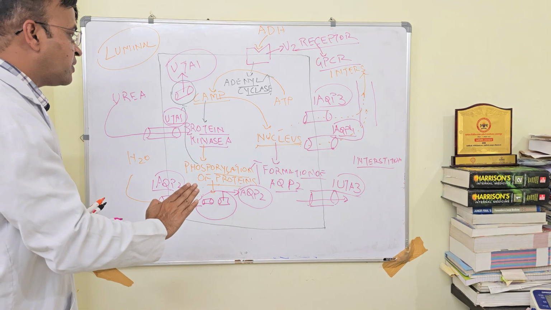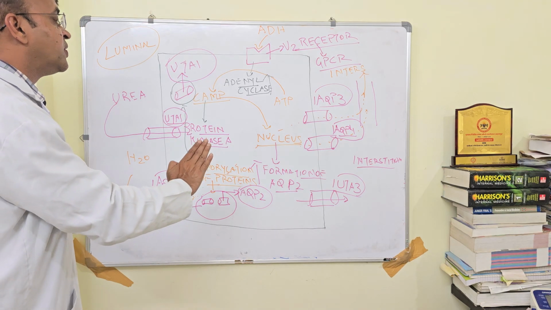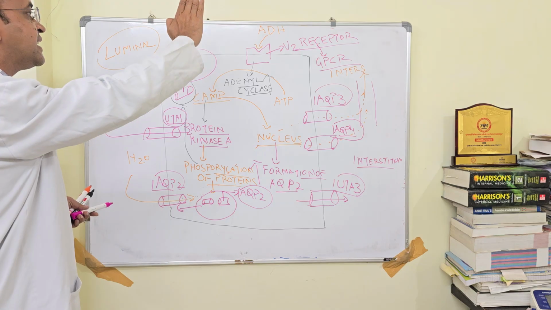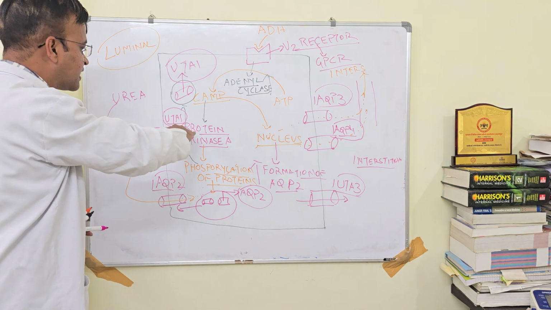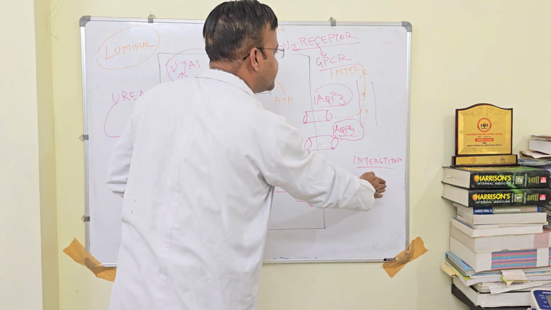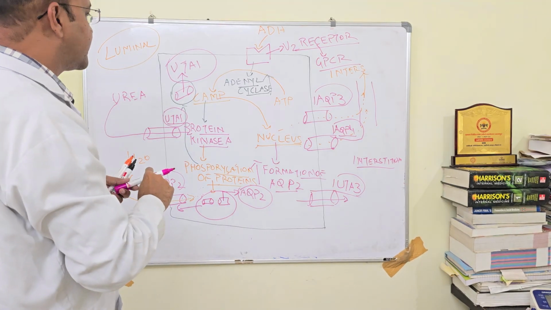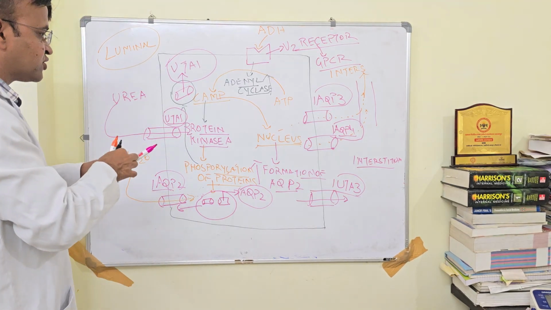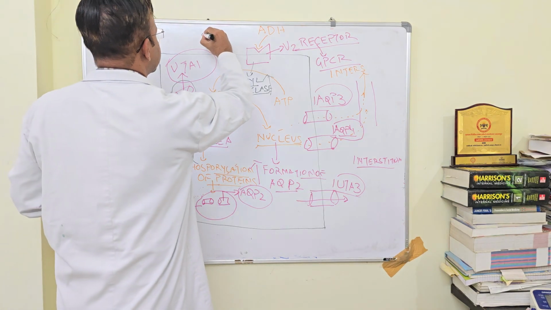Once it enters your thin ascending limb of loop of Henle, it is going to enter the thick ascending limb, DCT, collecting duct, and will come back over here. Then again UTA1 going inside the cell, exiting through UTA3, interstitium, then again your thin ascending limb of loop of Henle. To make things clear, I'll just draw a small diagram of a nephron over here.